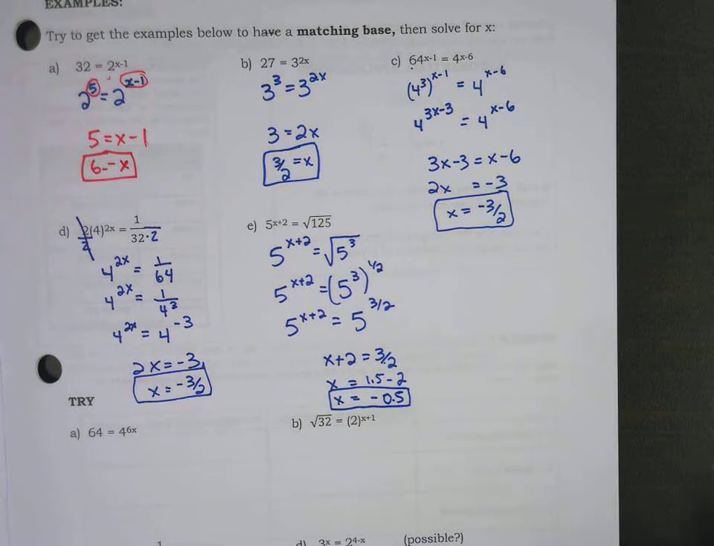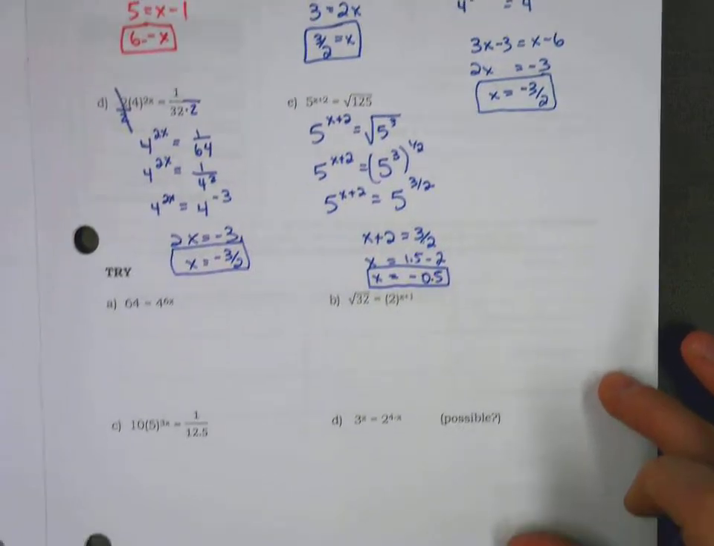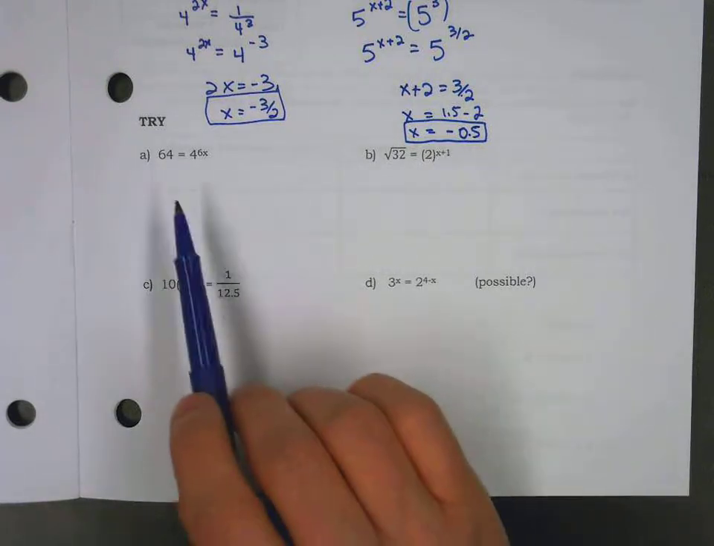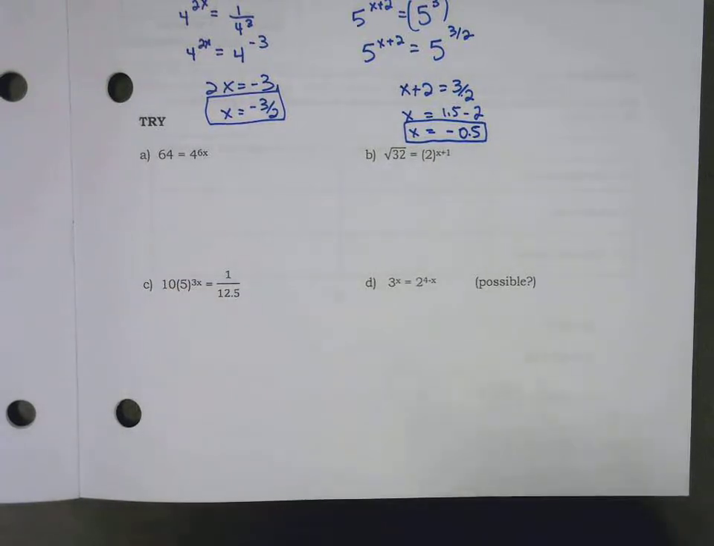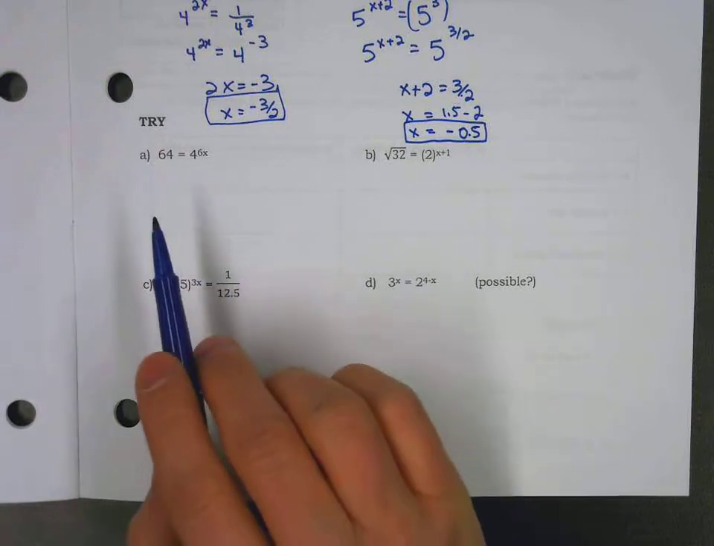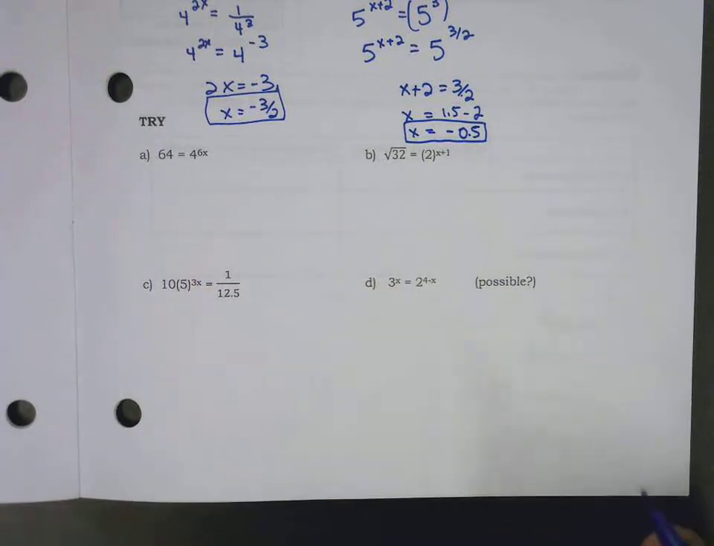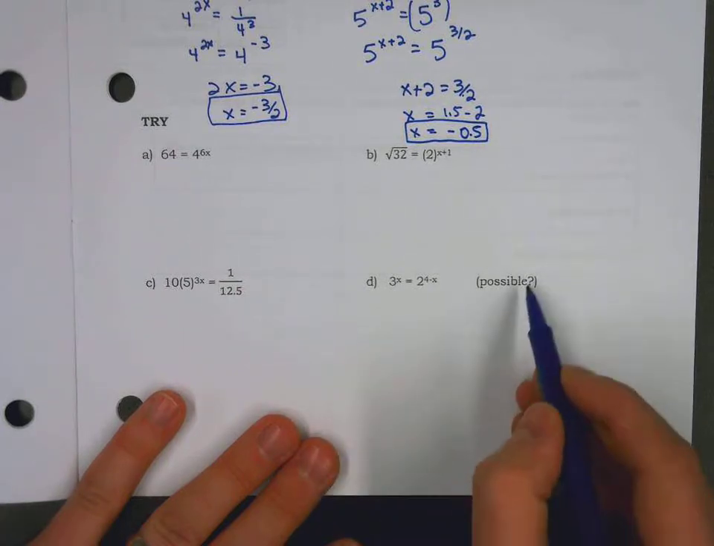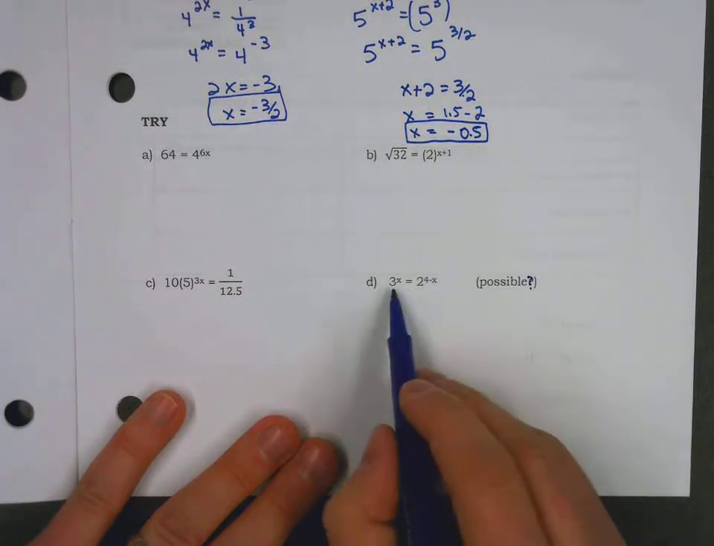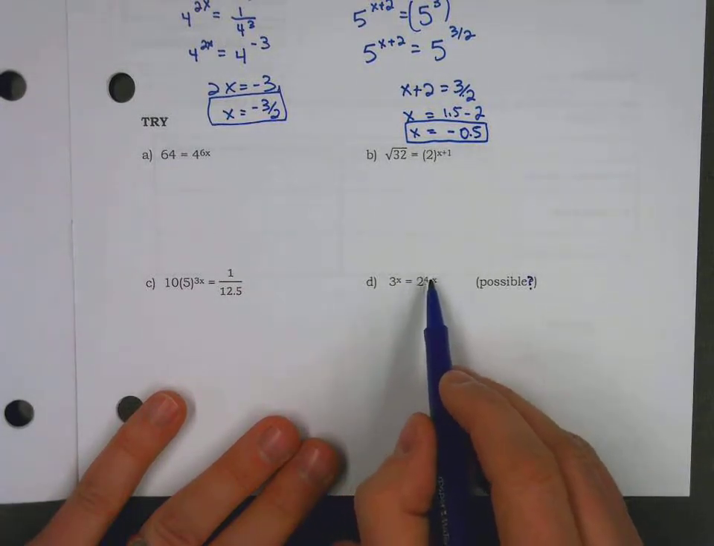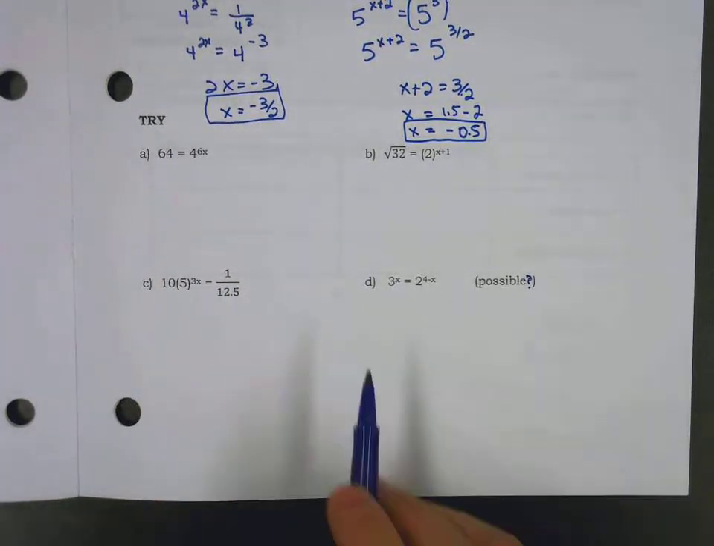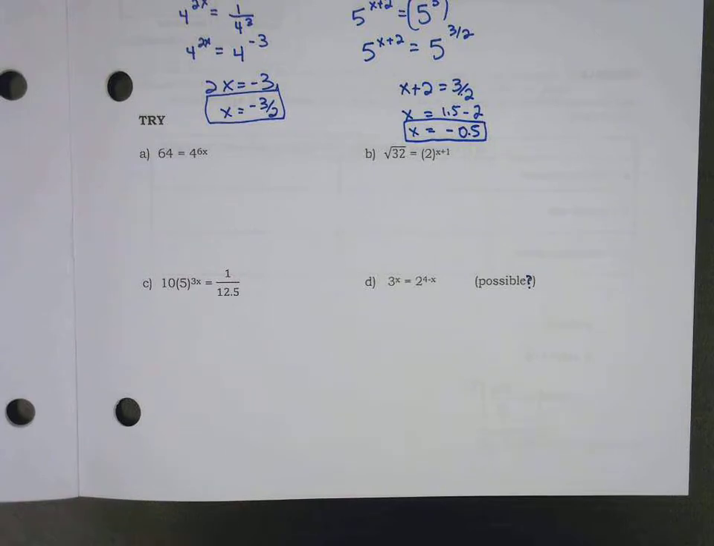So this is the logic that we're dealing with. It's worth pausing and trying to answer A, B, C, and D. Give it a try. They are very similar difficulty as above. But letter D is a little bit unique. I say possible with a question mark because the 3 to the x and the 2 to the 4 minus x is not quite as clean an example, because I don't think there's a way to get those bases to match. That wasn't an error in creating the question.